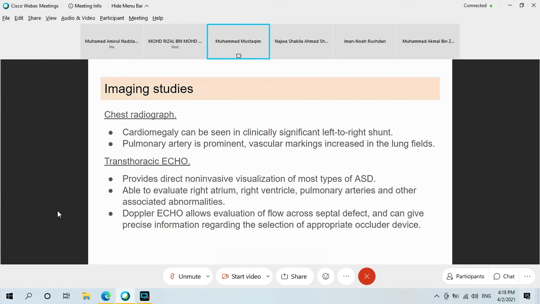transthoracic echo. It provides direct non-invasive visualization of most types of ASD, and is able to evaluate the right atrium, right ventricle, pulmonary artery, and other associated abnormalities. Doppler echo, as you know, Doppler measures blood flow. So it allows evaluation of flow across the septal defect and can give precise information regarding the selection of the appropriate occluder device. Next.